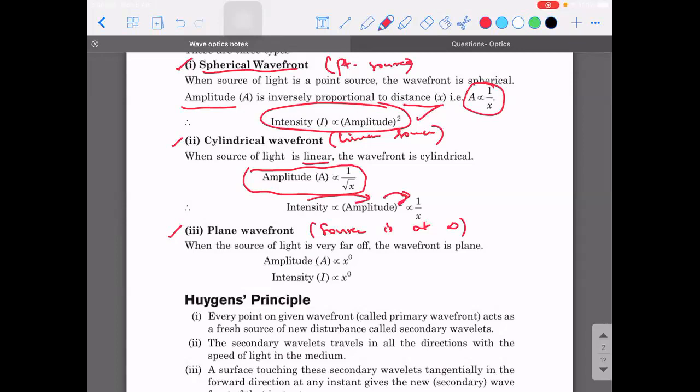Then what about a plane wavefront? When the source of light is very far off, the wavefront is plane. That is, the amplitude is directly proportional to x power 0, so the intensity is also directly proportional to x power 0. Please make a note of these points.